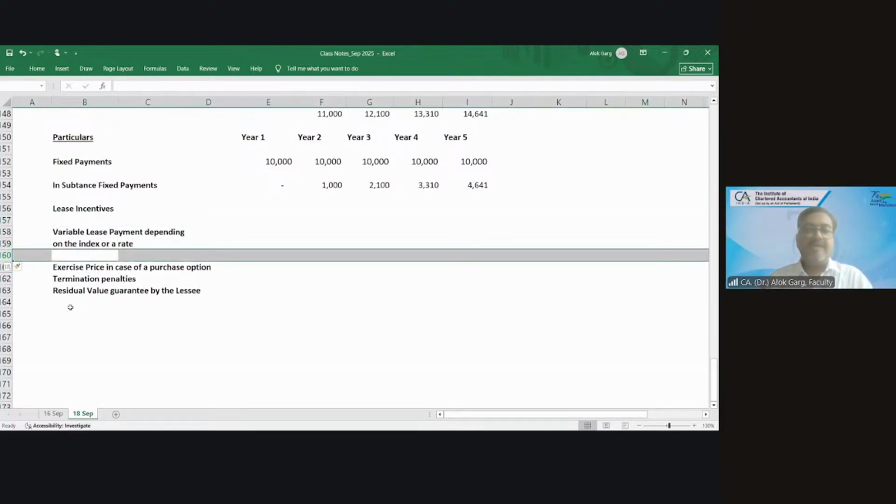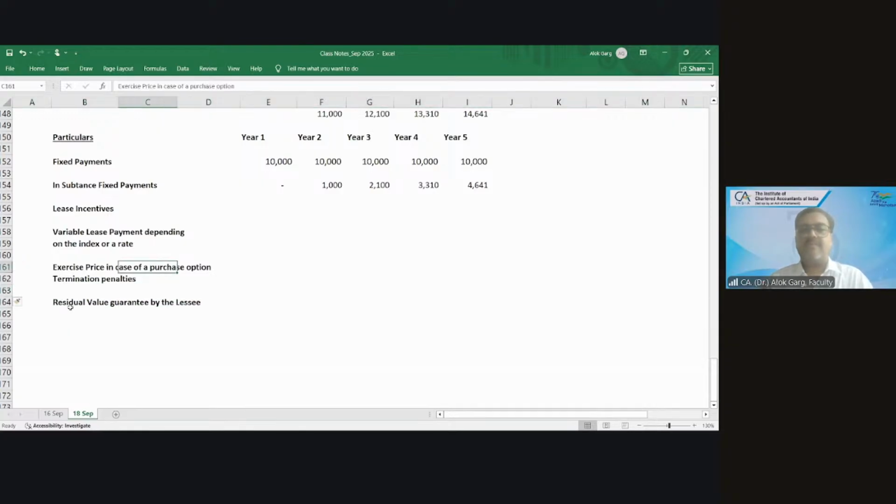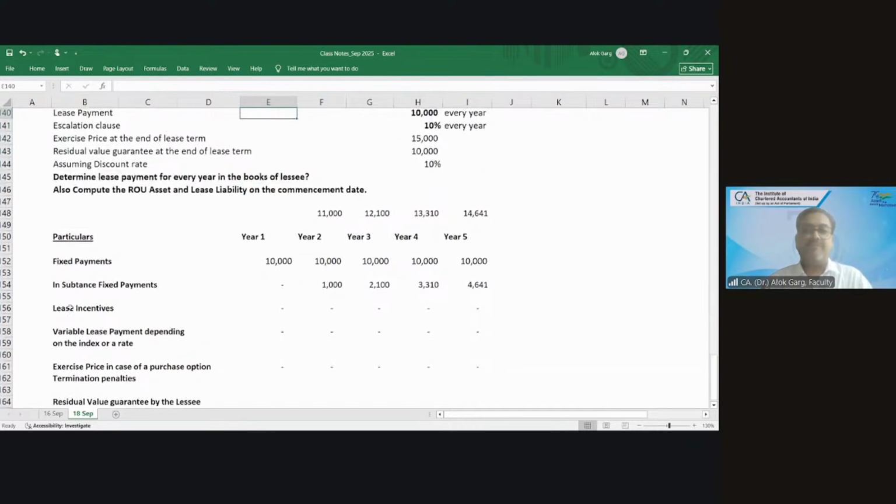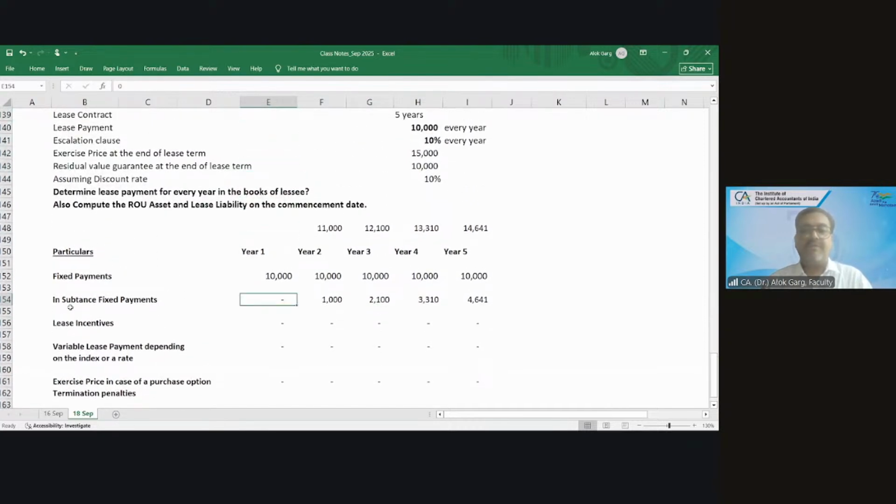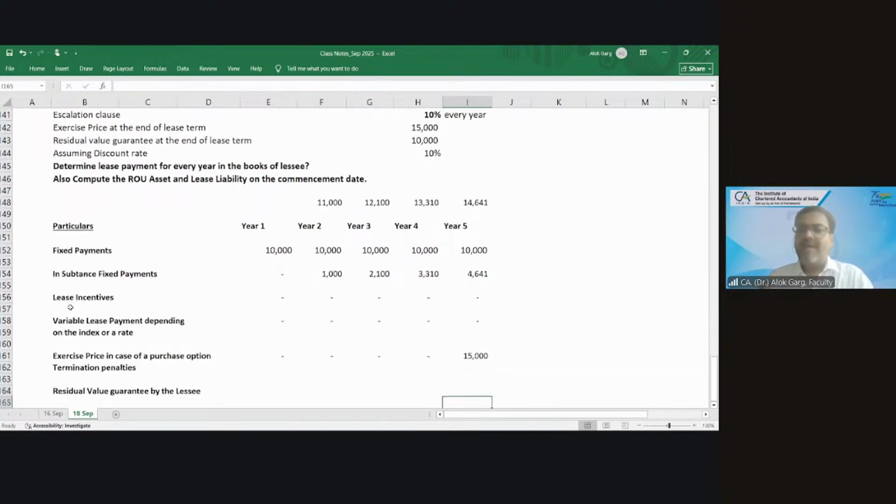No, sir. Is there any exercise price in this question? Yes, sir. What is the exercise price? 15,000. And the exercise price will come in which year? Fifth year. 15,000 is the exercise price in the fifth year.